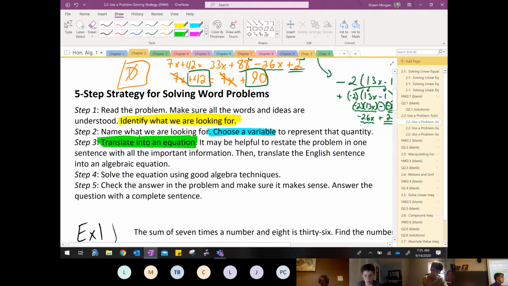Write an equation. Now I put a little star by that one in my notes usually because that's the hardest one. Man, if you can get over that one, then it's smooth sailing from there.